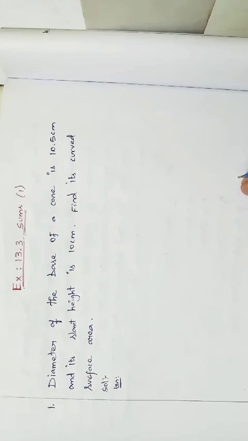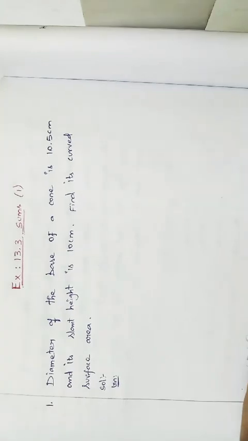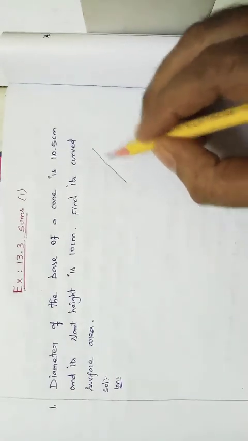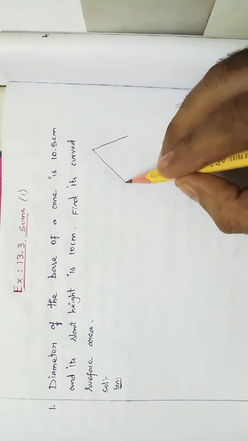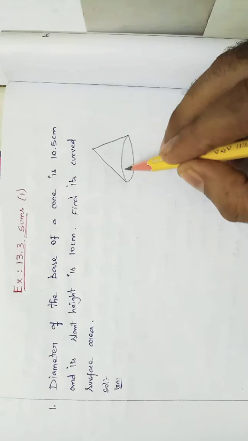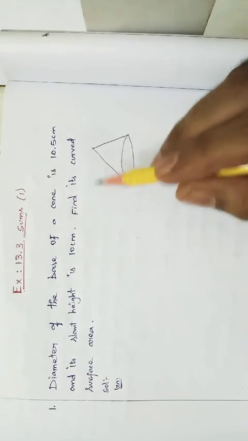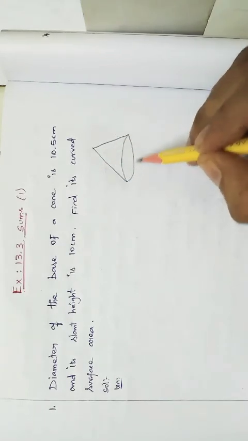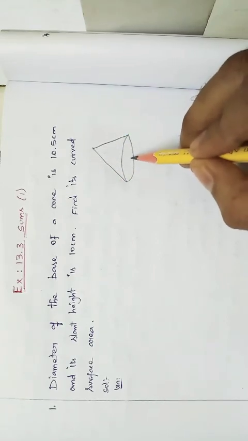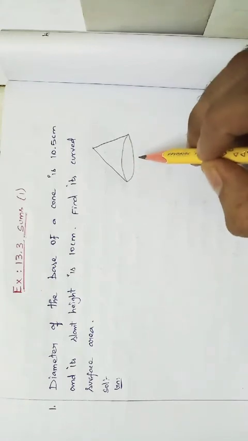So curved surface area of a cone is nothing but pi r l, right? R is the radius of the cone and L is the slant height of the cone. For the total surface area, for a cone there is no top, right? There is no area on the top, we only have the base. So area of the base. So CSA of a cone plus area of the base, that is pi r l plus pi r square.